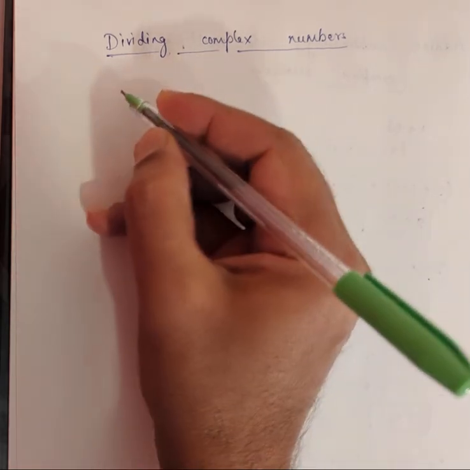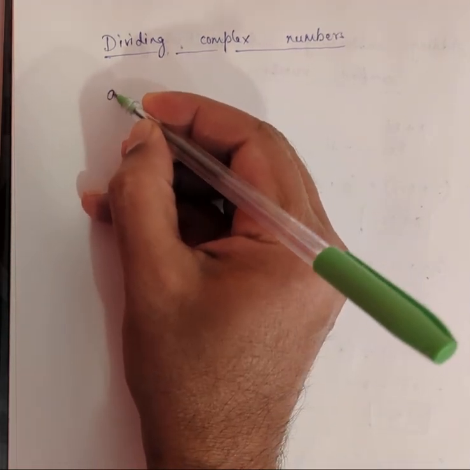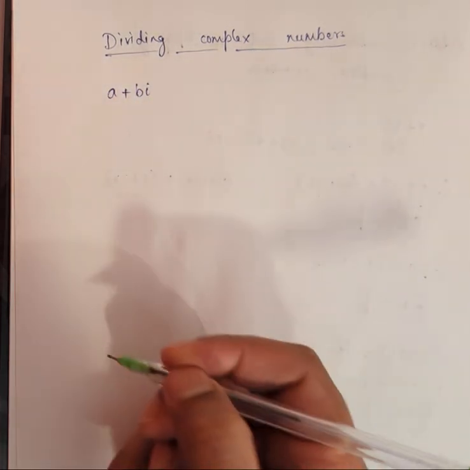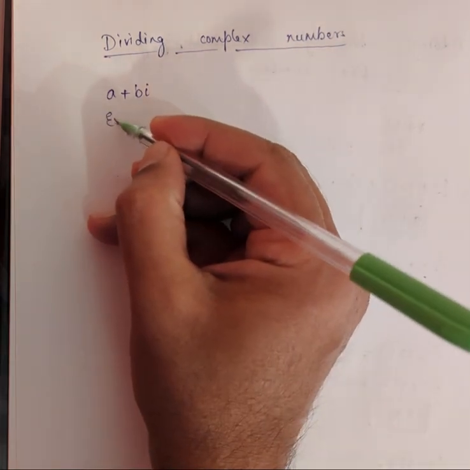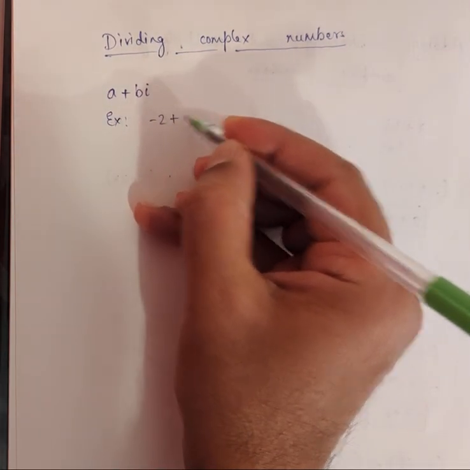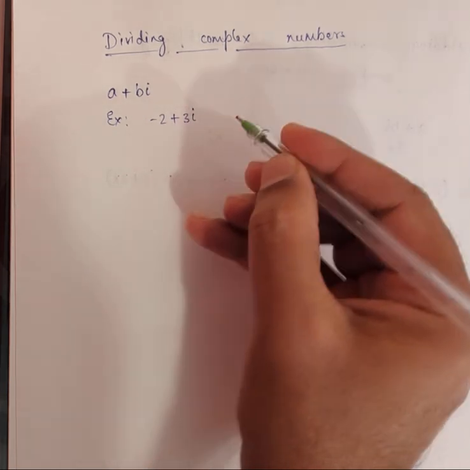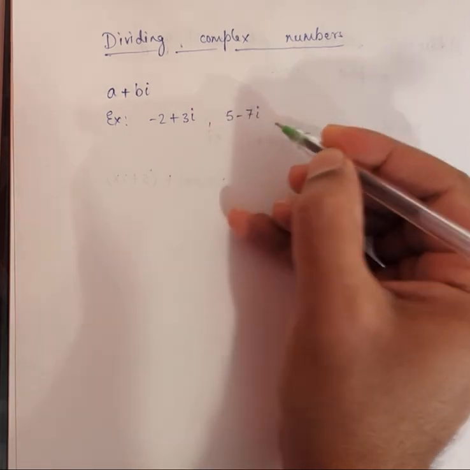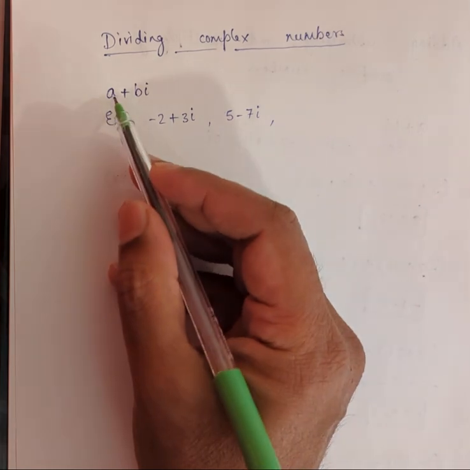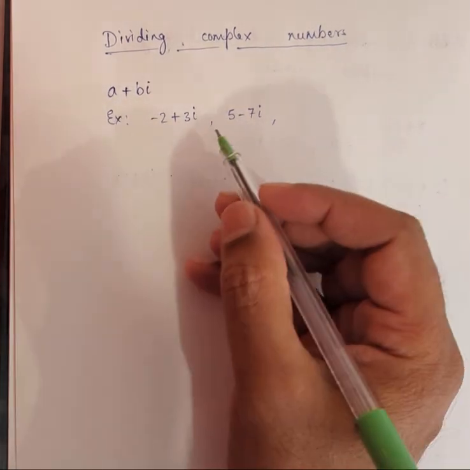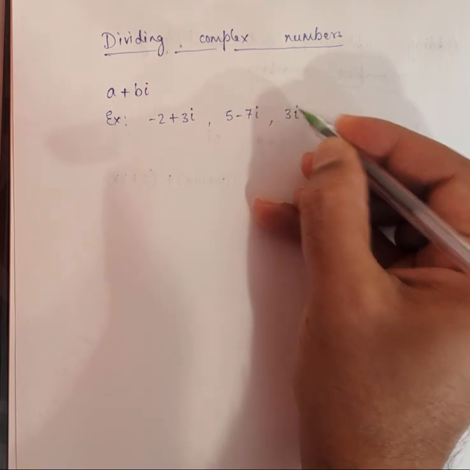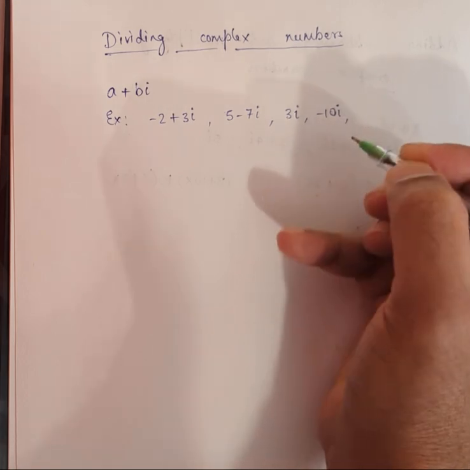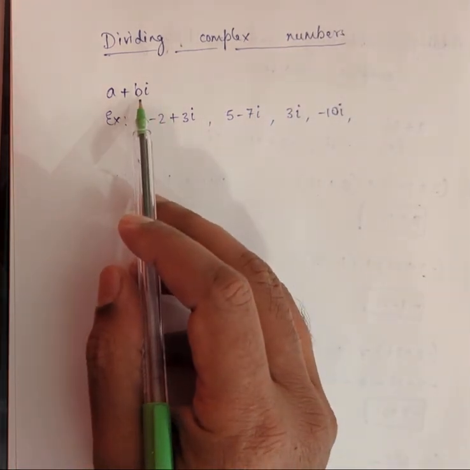A complex number has this form, a plus bi. And a is called the real part and b is called the imaginary part. So examples, I can take a to be negative 2 and b to be positive 3, or I can have 5 minus 7i, and sometimes I may not even have any real part. So I may just have something like negative 3i, negative 10i.